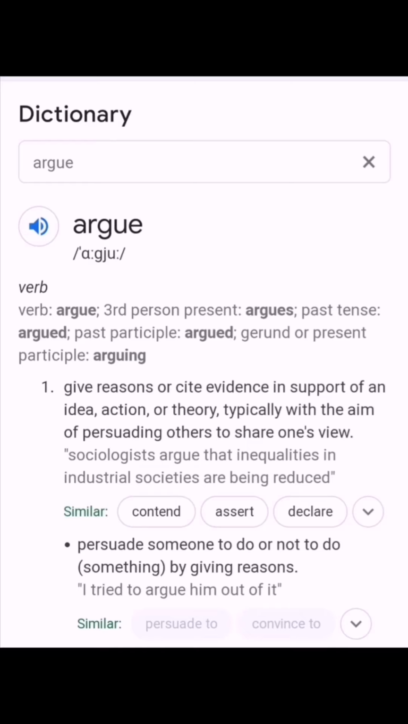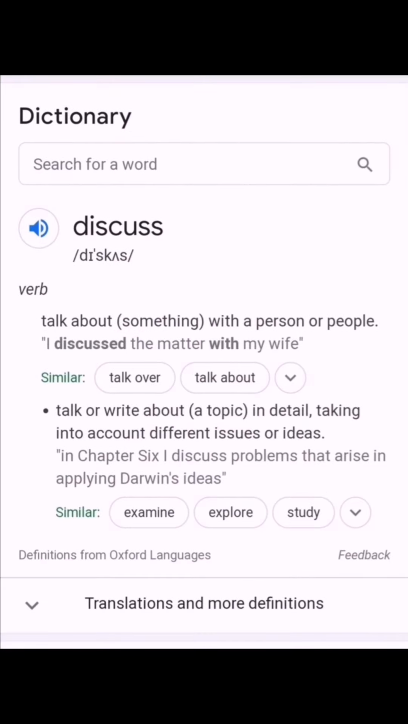So let us try to understand the meaning of the word argue first. Argue means to give reasons or cite evidence in support of an idea, action, or theory, typically with the aim of persuading others to share one's view. This is an example of a sentence: Sociologists argue that inequalities in industrial societies are being reduced. And to help you understand better, argue also means to persuade someone to do or not to do something by giving them some kind of reasons.